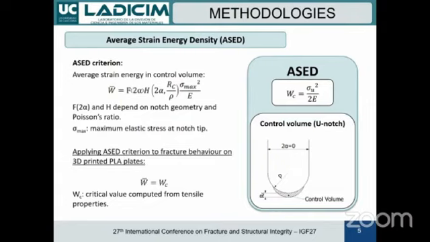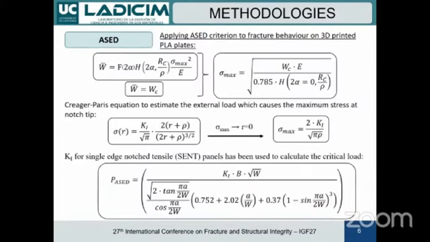Well, the average strain energy in the control volume is defined by the following equation. It depends on the maximum elastic stress at the notch tip, the Young modulus, and two parameters which depend on the notch geometry and the Poisson ratio. Applying the ASED criterion to the fracture behavior of the 3D printed plates, we estimate the critical value from tensile properties.